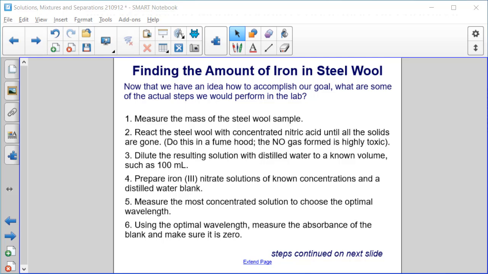Dilute the resulting solution with distilled water to a known volume, such as 100 milliliters. Prepare the iron 3 nitrate solutions of known concentrations and a distilled water blank. Measure the most concentrated solution to choose the optimal wavelength, and using the optimal wavelength, measure the absorbance of the blank and make sure it is 0.